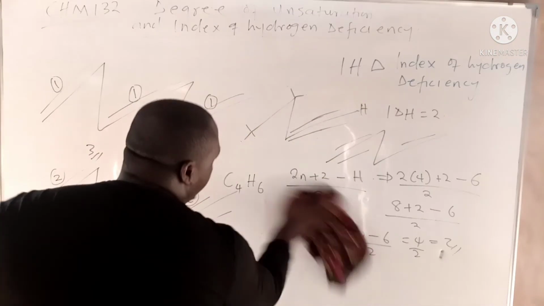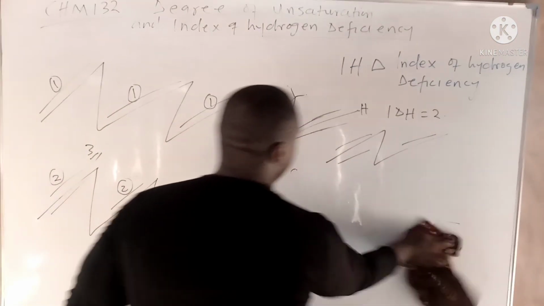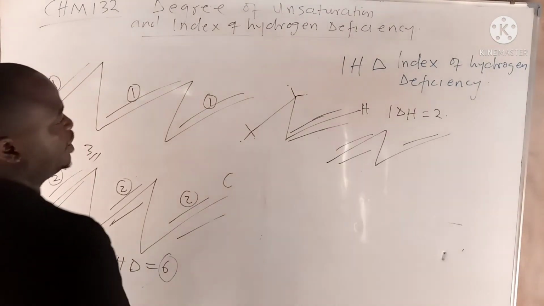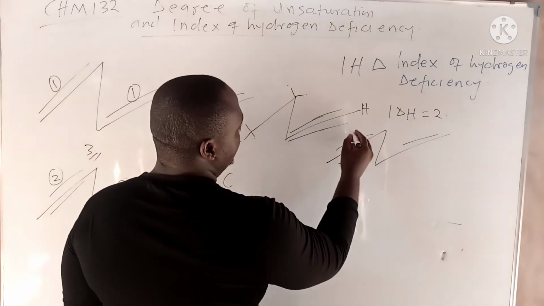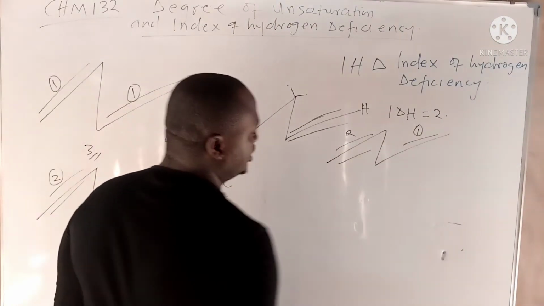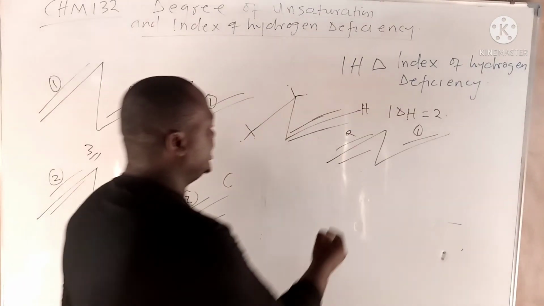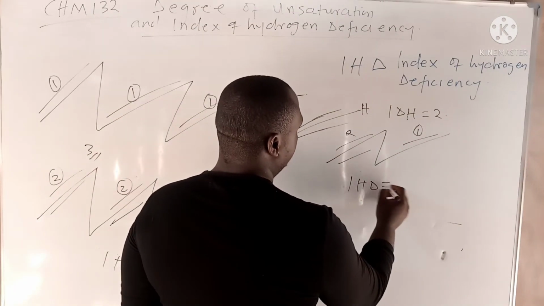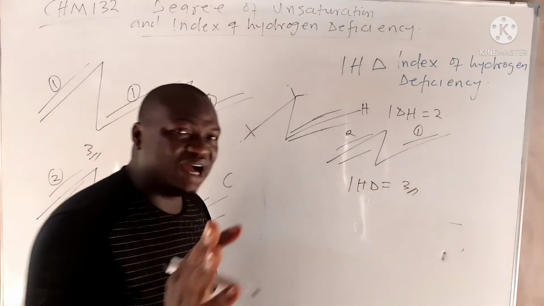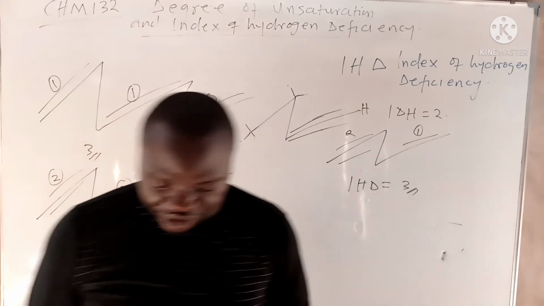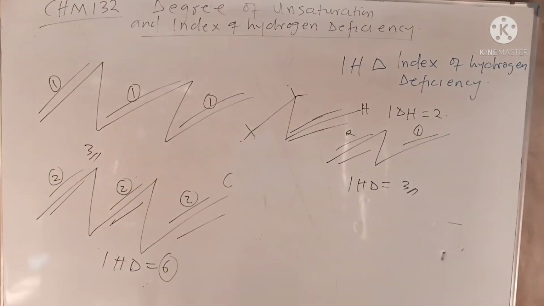That's why I'm saying that all you need to do is not have to play with this. From here, if I have this compound, you can see here that here is 2 and here is 1. So automatically the answer, the IHD, is 3. Can you see how easy this is? This is so easy. Now let's continue and go to other ones.